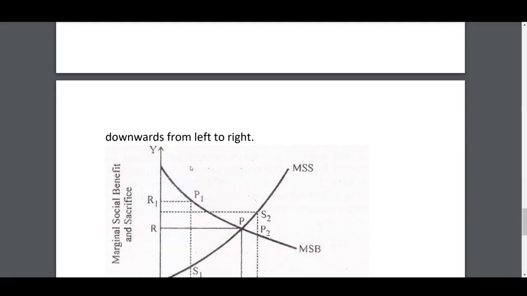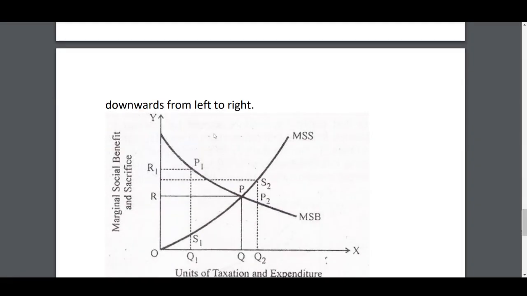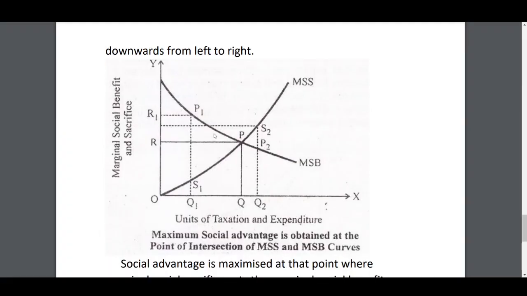Now the last diagram, that is the point of maximum social advantage. In this diagram, P is the point of maximum social advantage because at this point P, the MSB curve and MSS curve are intersecting, or we can say that the MSS curve cuts the MSB curve at point P. Therefore, point P is the point of maximum social advantage.